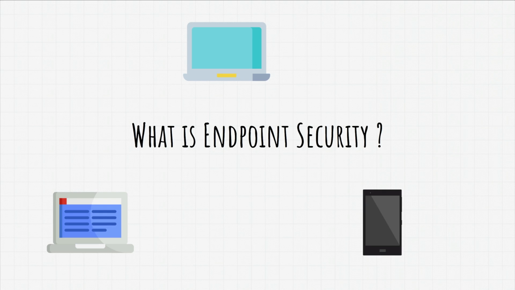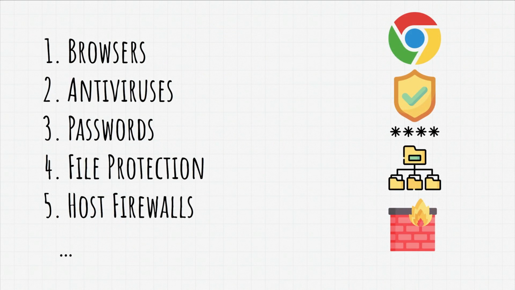Here is a list of some of the things that we will talk about that are important when it comes to endpoint protection. We will talk about browsers, antiviruses, passwords, file and folder protection, host firewalls, and more things besides this. We will dive deep into details for each of these topics, and we will discuss which methods can be used to make them as hardened as possible. All of these will play a key role in making our device more secure and resistant to outside threats.